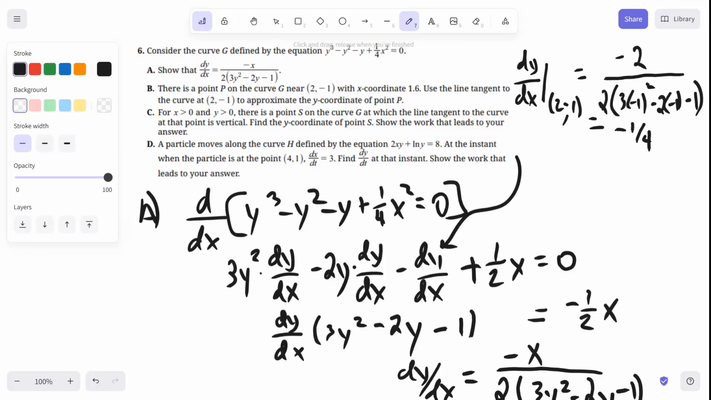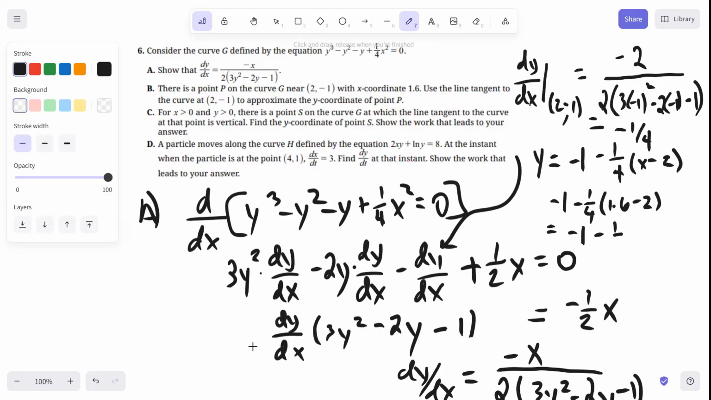So our tangent line is going to be y equals the y value plus the slope times x minus 2. And then we're going to plug in x equals 1.6. So -1 minus 1/4 times 1.6 minus 2. That's going to give us -1 minus 1/4 times -0.4. And this simplifies all the way down to -0.9.